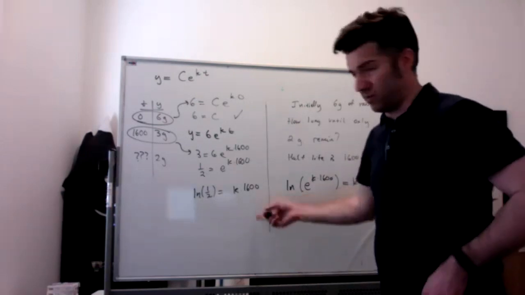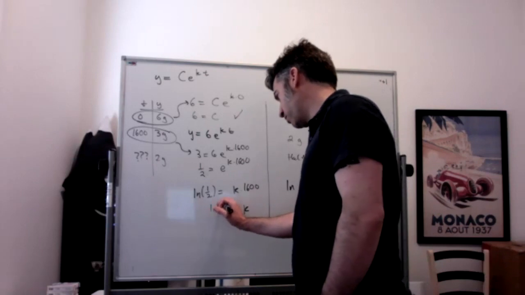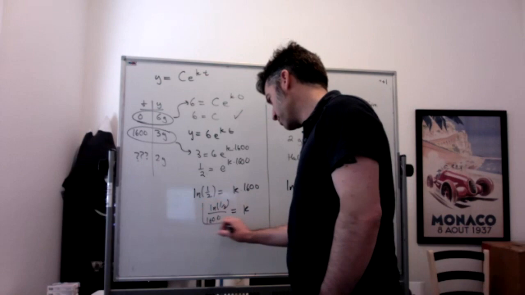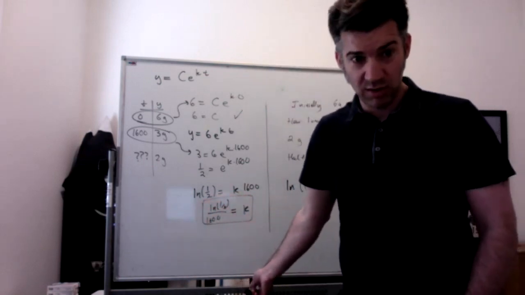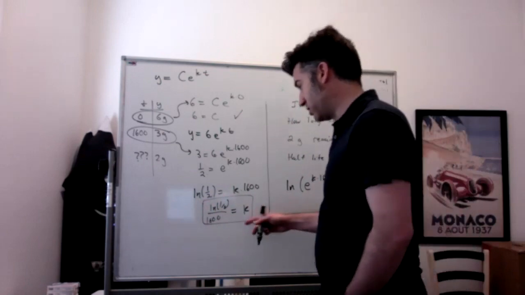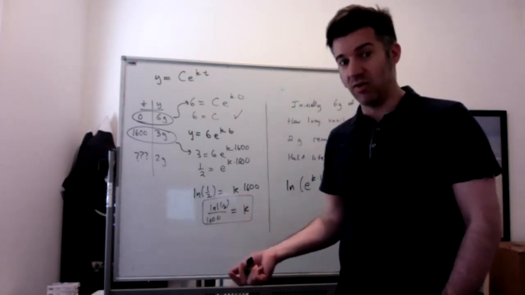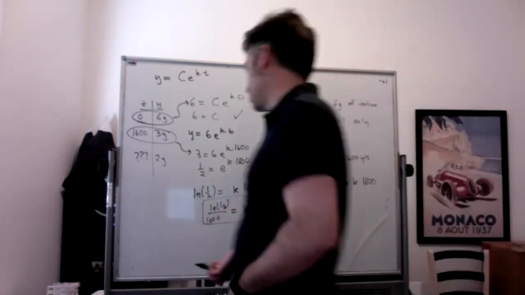Solve for k, so divide both sides by 1600. So you get k equal to the natural log of 1/2 over 1600. You might have seen this before in chemistry, right? That the k value is always the natural log of 1/2 over the half-life, or vice versa. The half-life is always the natural log of 1/2 over the k value. It comes up in chemistry.